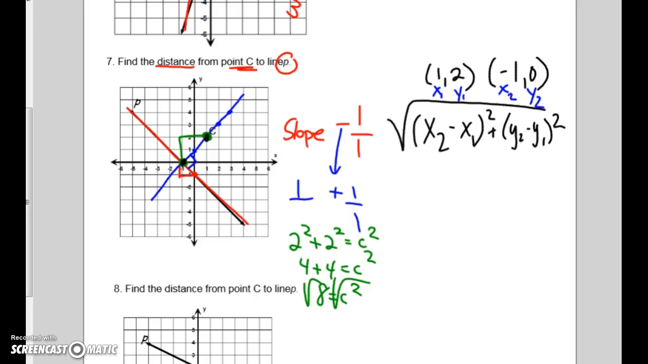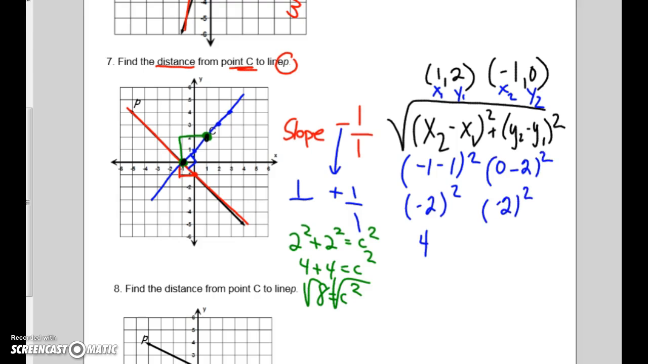So my x2 would be negative 1 minus 1 squared. That would be negative 2 squared, which would be 4. And then right here, my y2 would be 0 minus 2 squared, which would give me negative 2 squared, which again would be 4. And then I'm going to add those together, which would give me the 8. And I'm going to bring down the house to square root it. So either way, I don't care which way you work.